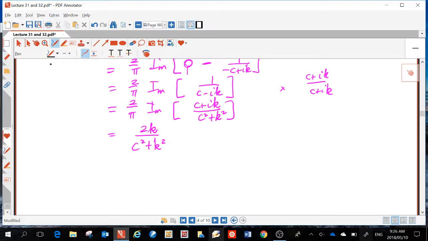Okay, so the imaginary part is k. This is the real part. If you were dealing with the Fourier cosine transform, then you would read this part, c. It will be 2c.